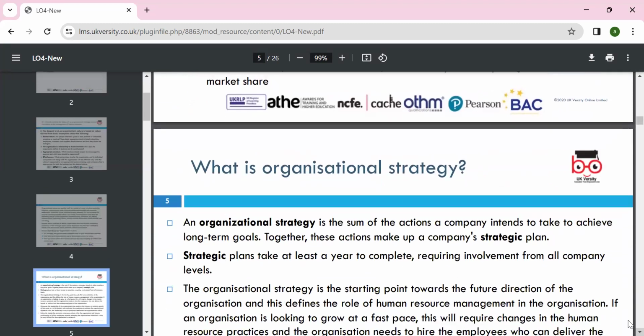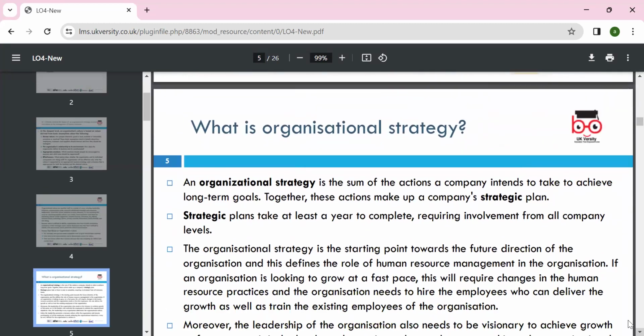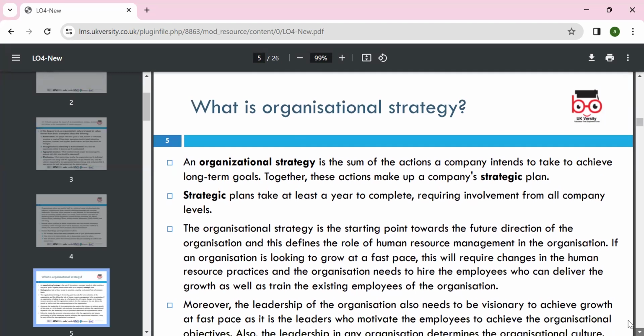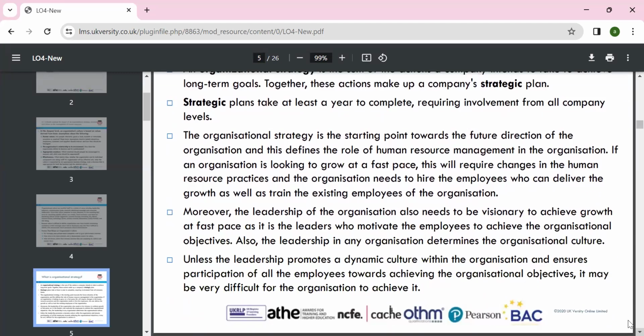We can look at what organization strategy is. Organizational strategy is the sum of the actions a company intends to take to achieve long-term goals. Together these actions make up the company's strategic plan. Strategic plans take at least a year to complete and require involvement of all the company's levels. The organization strategy is the starting point toward the future direction of the organization. We make the strategy for the business.